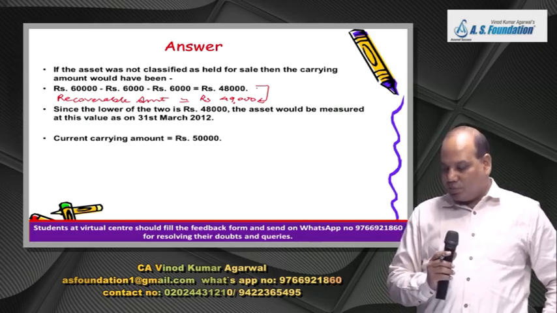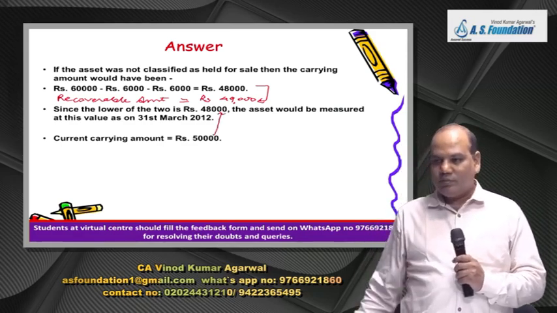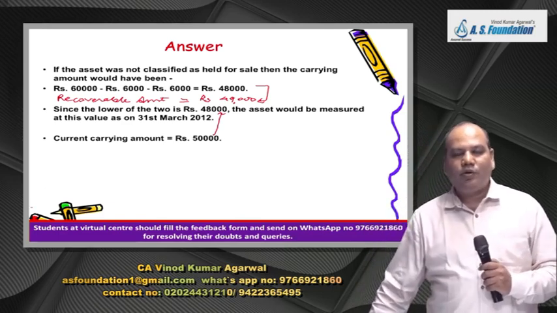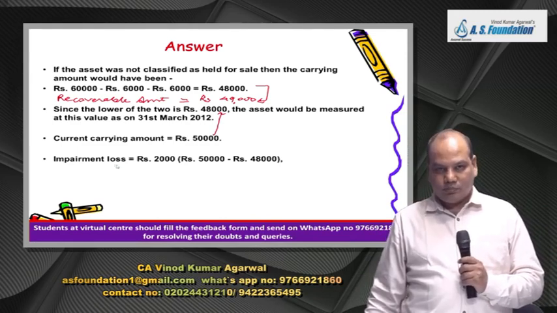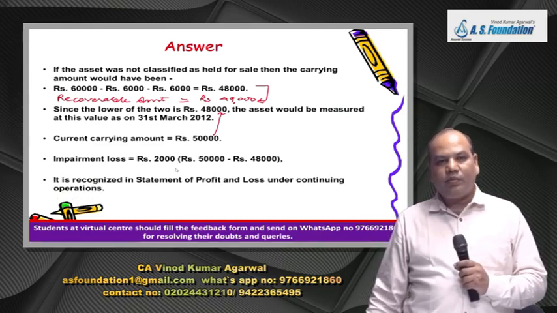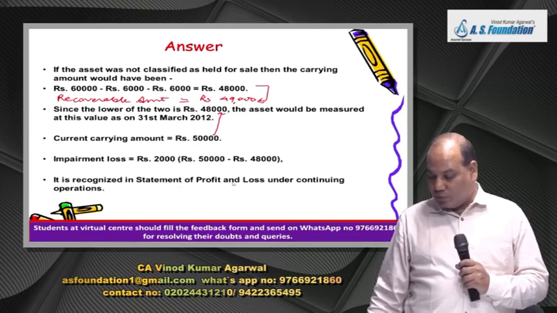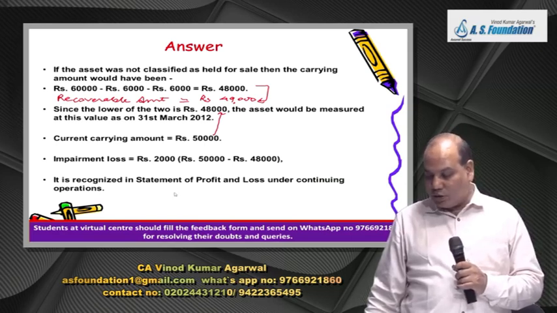Current carrying amount is rupees 50,000. So from 50 you have to move to 48. The current carrying amount is 50,000. Therefore impairment loss is rupees 2,000. Where will you recognize the impairment loss? In the SOPL under continuing operations. Under continuing operations, because we are going to continue with this asset now.